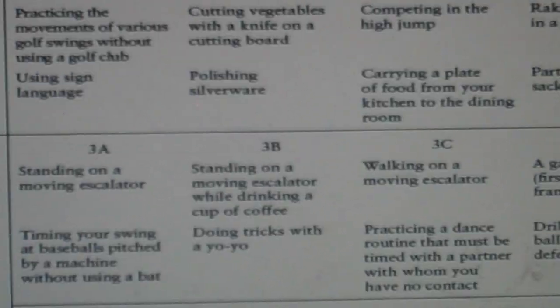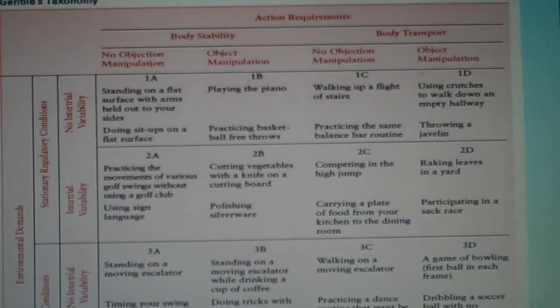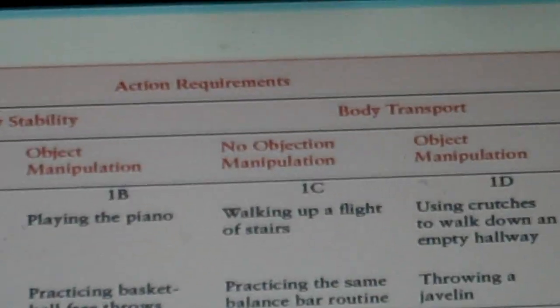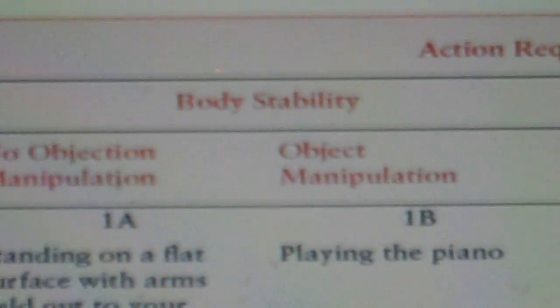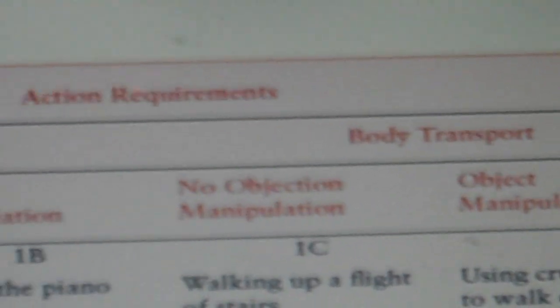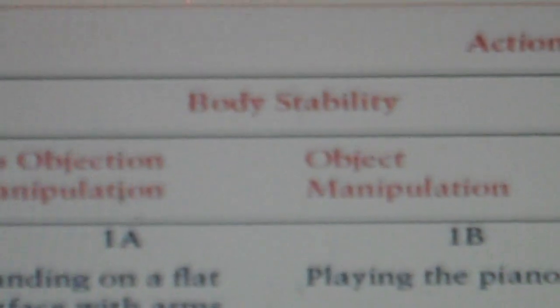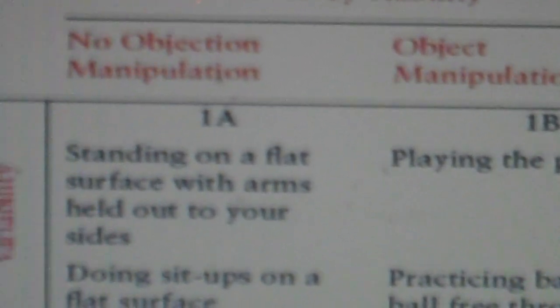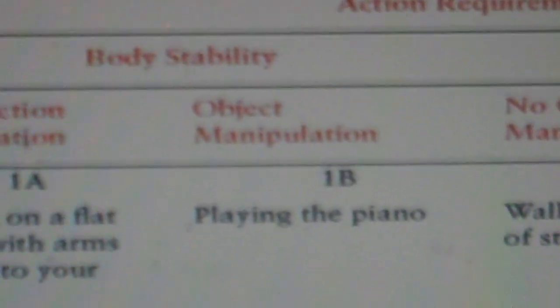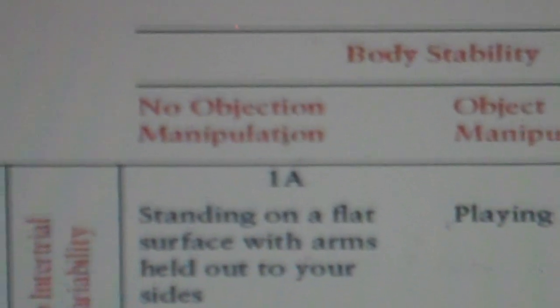Let's do one more, just to give everybody an idea of how we might do this. So let's do performing a squat in a gym, a body weight squat. Action requirements, body stability, body transport. If I'm doing a body weight squat, while my body is moving, I'm not moving from point A to point B, so I'm stability, I'm in A or B. No object manipulation or object manipulation. If I'm doing a body weight squat, I am not manipulating an object, so I know I'm in column A.